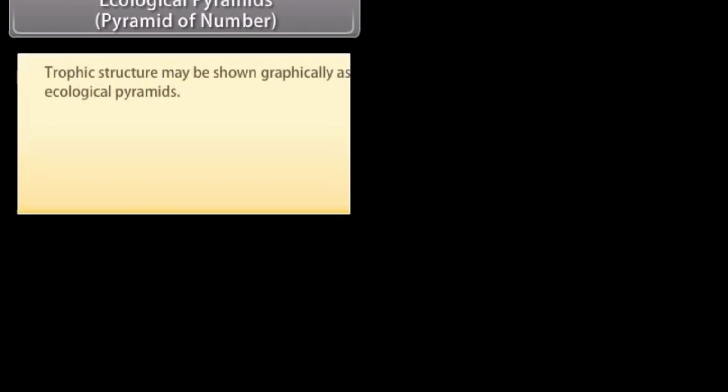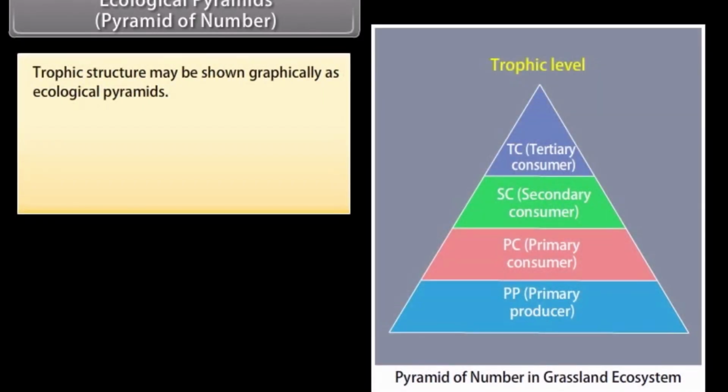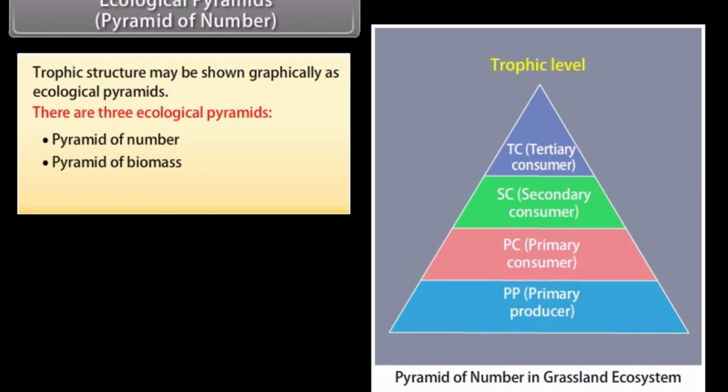Ecological pyramids. Pyramid of number. Trophic structure may be shown graphically as ecological pyramids. There are three ecological pyramids: pyramid of number, pyramid of biomass, pyramid of energy.